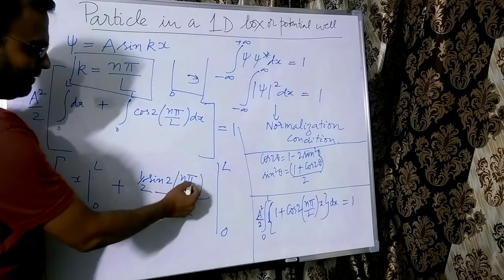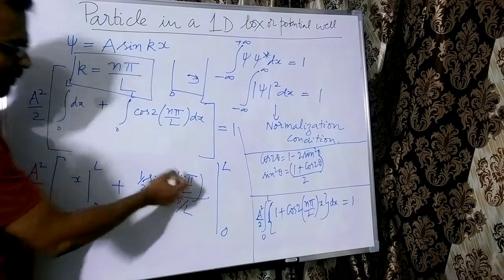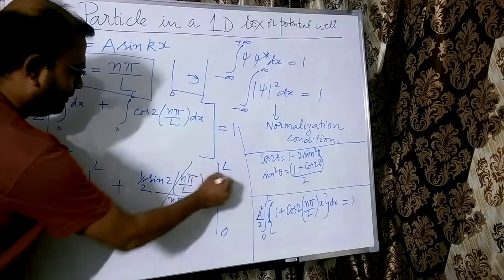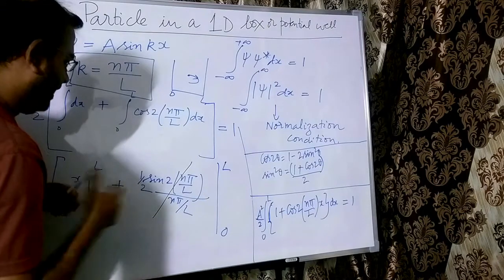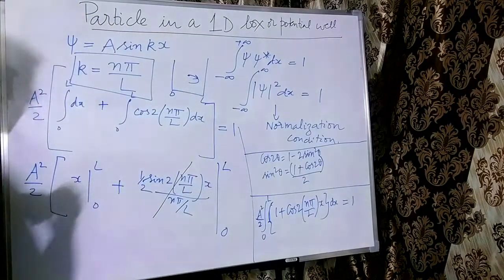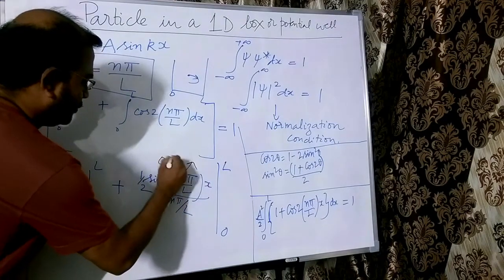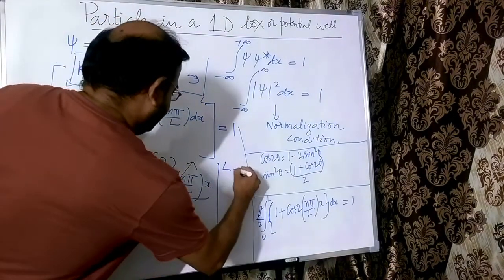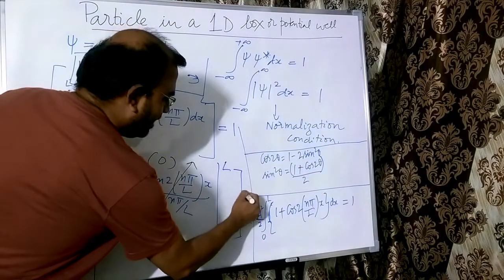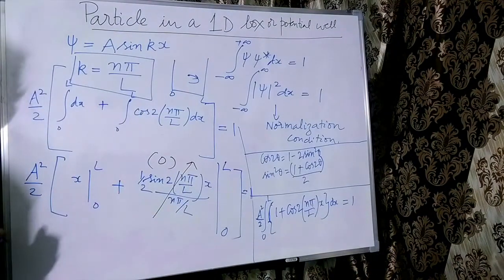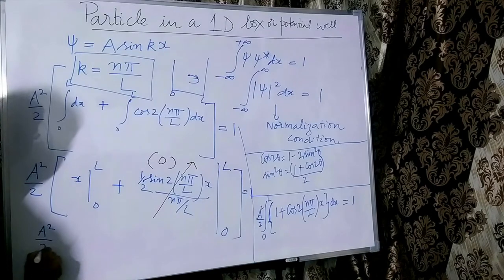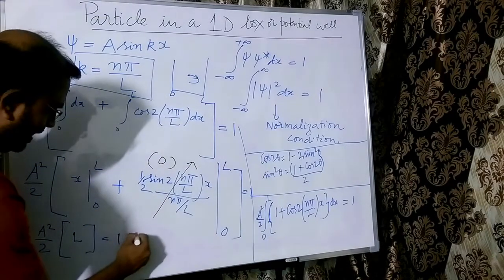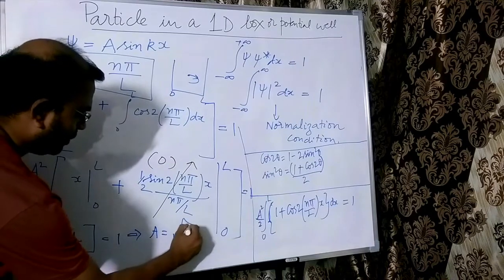Now sine of 2 n pi is 0 for any integer value n. So the second term is going to be 0, whatever be the value of n. The second term vanishes. Effectively, we are left with only the first term. On the right-hand side, there is a 1. So this whole thing is equal to 1. Therefore, what we are left with is a square by 2 into L is equal to 1. This would mean our a is equal to square root of 2 by L.